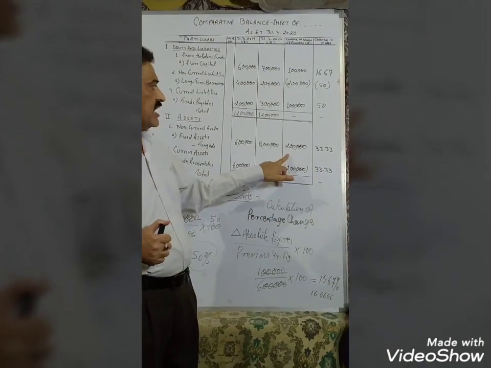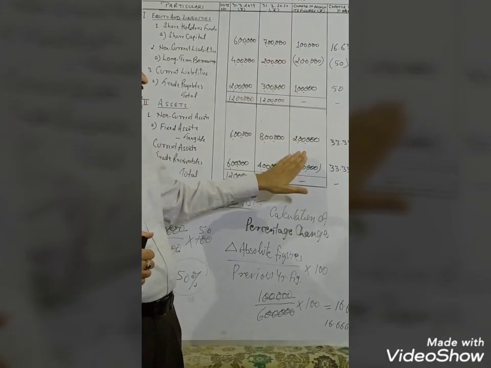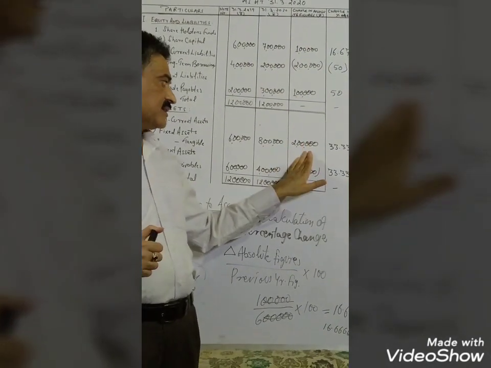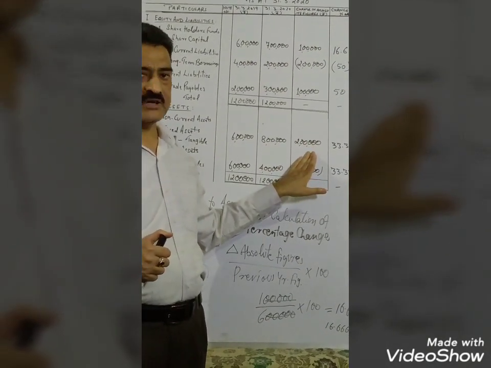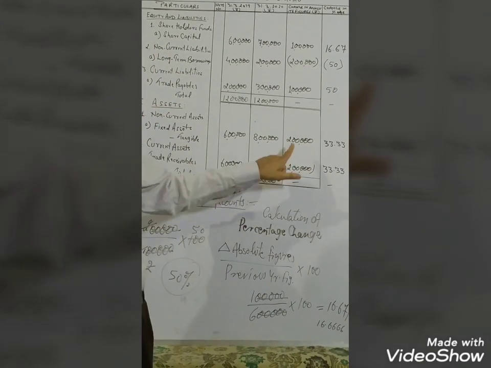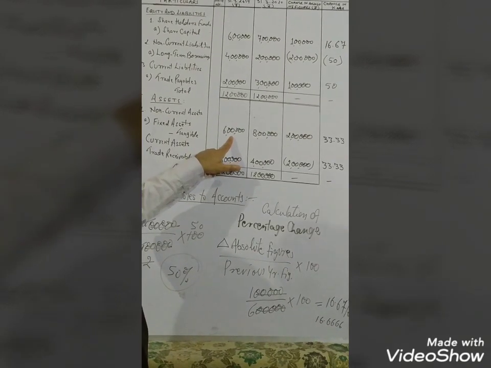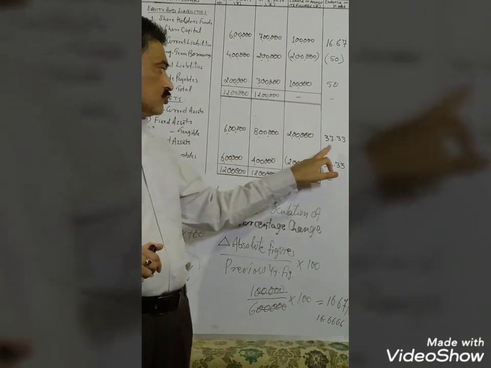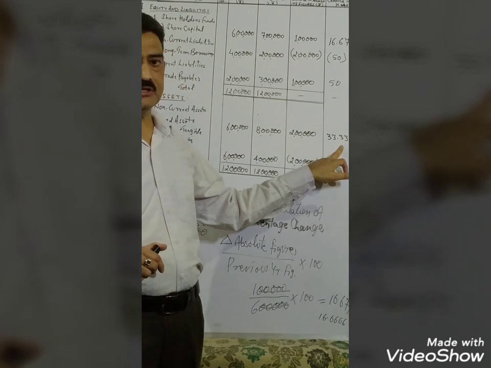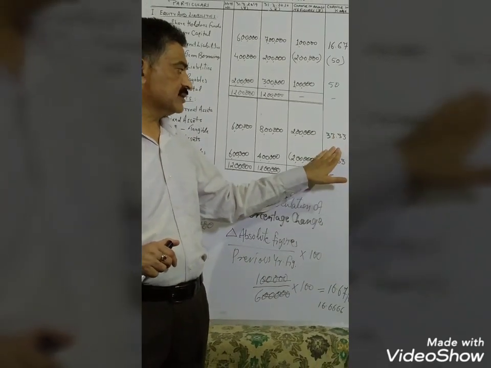This increase of rupees 2 lakh will be shown in the change in absolute figures column. Now this 2 lakh increase will be converted into percentage. So after dividing rupees 2 lakh by rupees 6 lakh and multiplying by 100, it works out to be 33.33%. That is 33.33%.